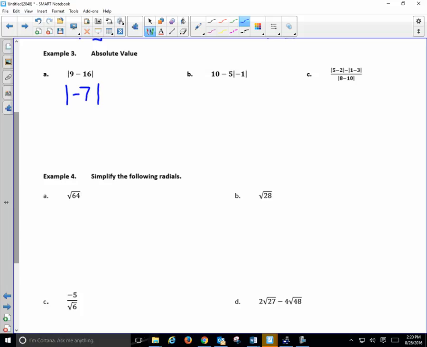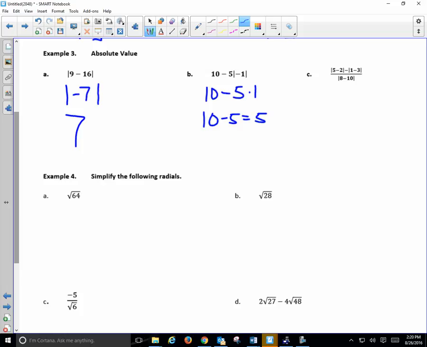Or I answer this question: how far is -7 from 0 on the number line? It's 7 units. That's technically what it's asking you. Okay? But your answer will be positive. This one says 10 minus 5 times the absolute value of -1. First, I evaluate the absolute value of -1. It's 1. Do I do 10 minus 5 or do I do 5 times 1? I get 5.